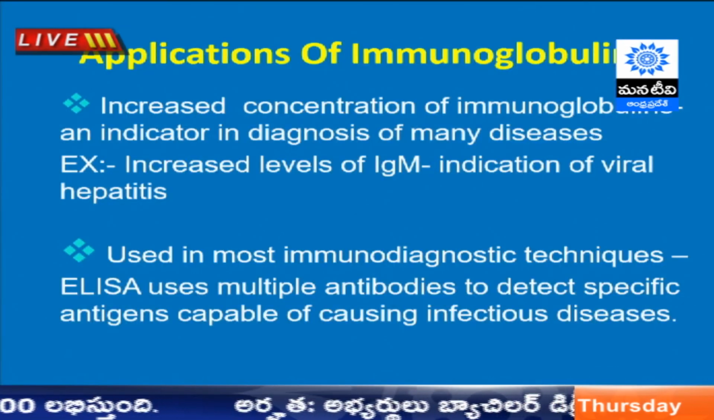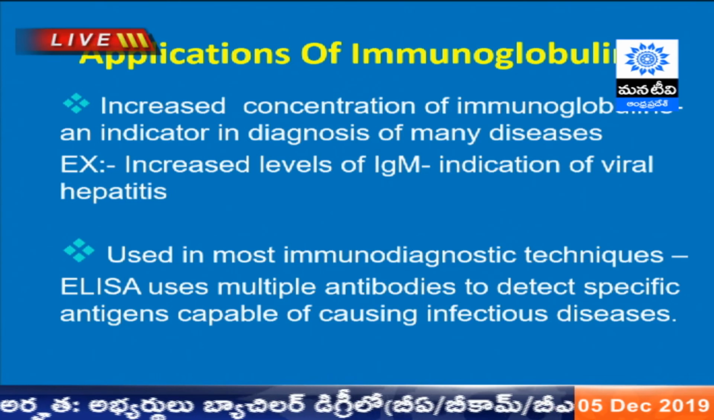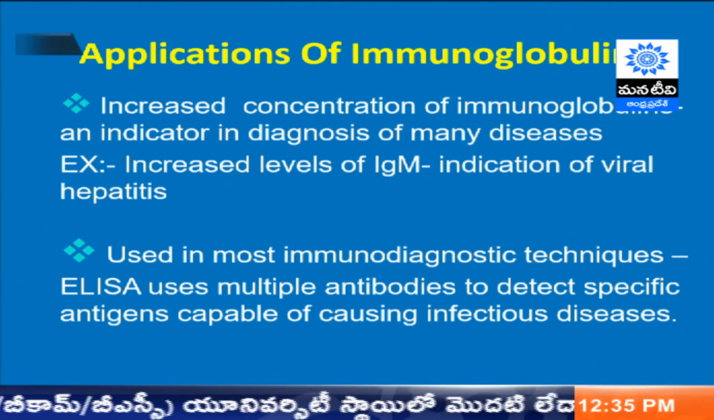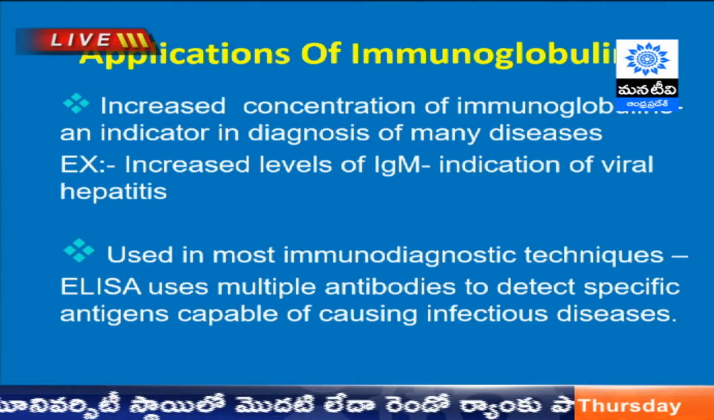It is used in most immunodiagnostic techniques, especially ELISA, which is an immunoglobulin assay that uses multiple antibodies to detect specific antigens capable of causing infectious diseases. So, the ELISA technique is used to detect the specific antigens which are causing different types of infectious diseases.